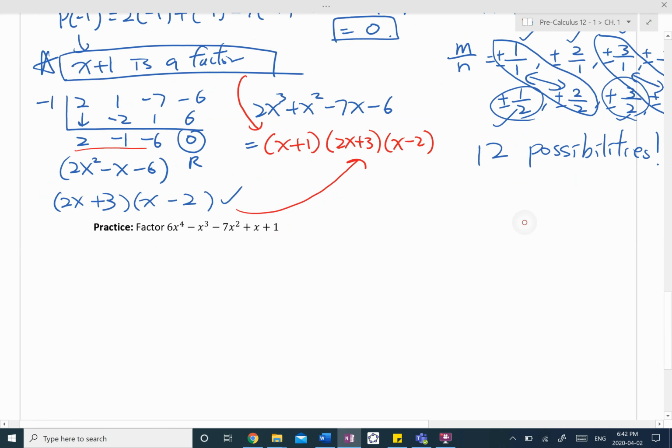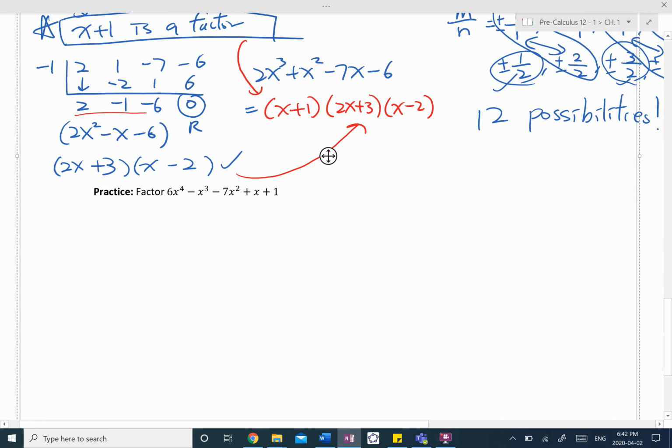Okay, so hopefully you finished the question. For this question, it is a 4th degree polynomial. So it is a little bit different, but the first step would be the same. So we will list, again, I'm going to do this, but you don't have to. m is the factor of the constant, which is 1, so that's just plus minus 1. For the 6, it could be plus minus 1, plus minus 2, plus minus 3, plus minus 6.